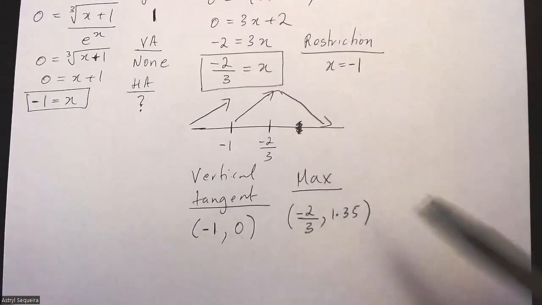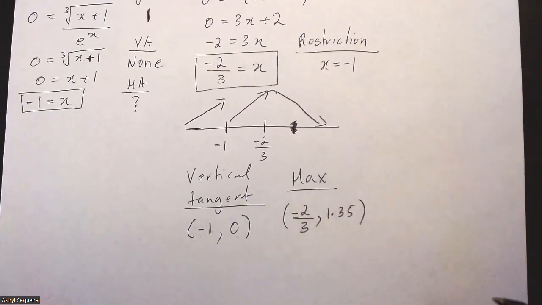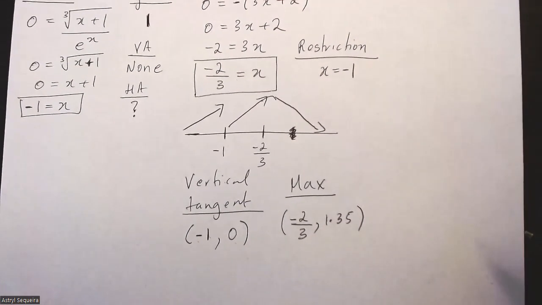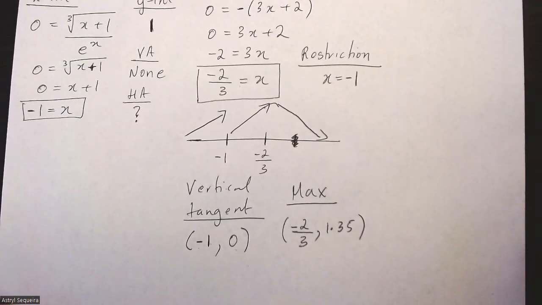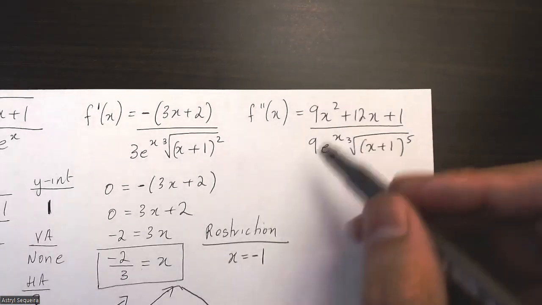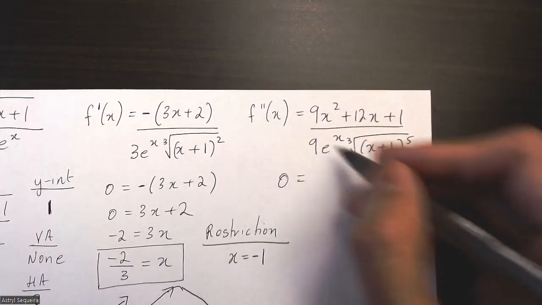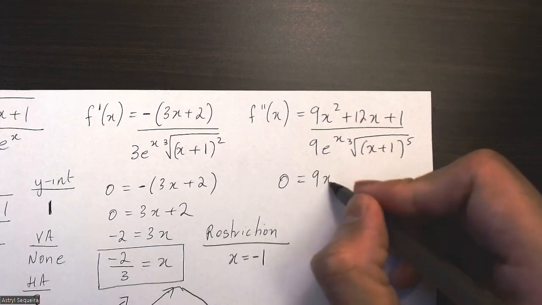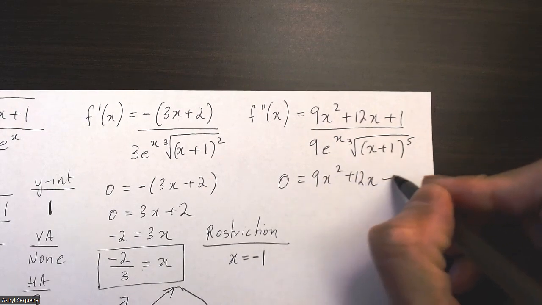So now I've found all my critical points and my vertical tangent slash edge. I can go to my inflection points next. So I'll go to the second derivative here. I want to make this equal to 0. Bottom's going to multiply and just disappear as well. So I just have the top over here.